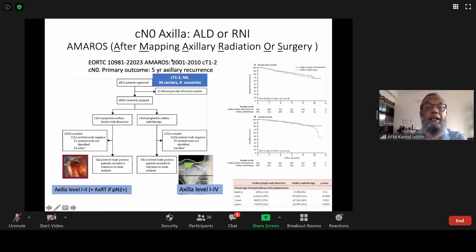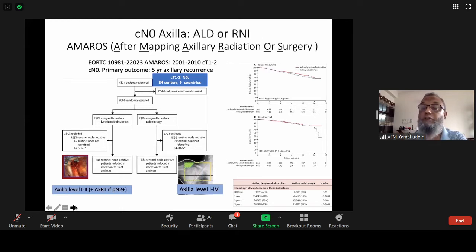So there was another trial, AMAROS, after mapping axillary radiation or surgery. It is 9 countries in Europe, 34 centers. They took T1, T2, N0, clinical N0 disease. Out of 4,800 patients, they did the first randomization, then did the sentinel lymph node biopsy. After that, they found 1,600 plus and 1,700 plus in both arms, and one group went for axillary node dissection, another for only radiotherapy. If after dissection there was pN2, then they were given radiotherapy.